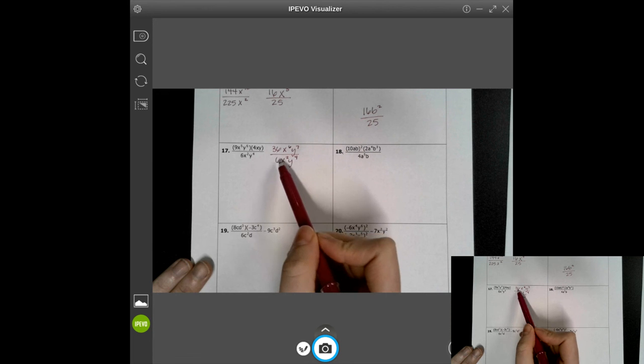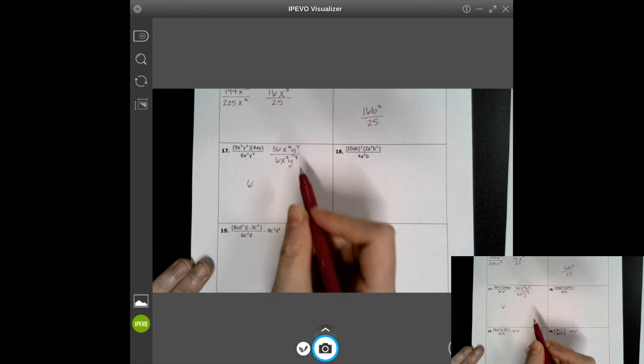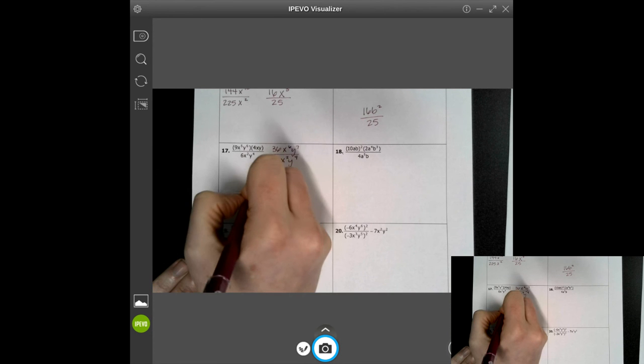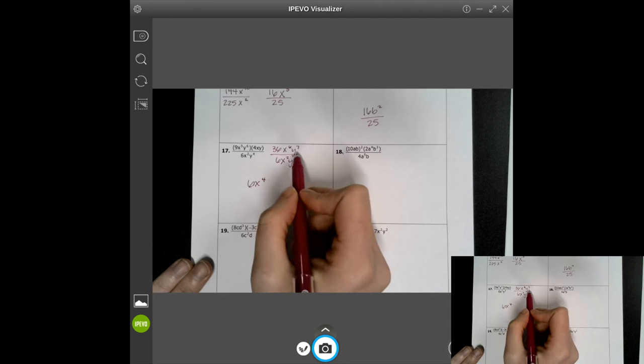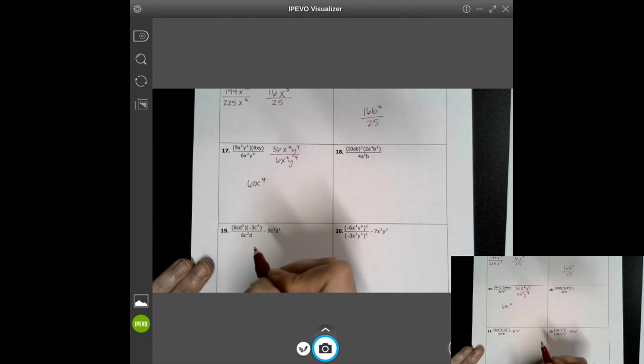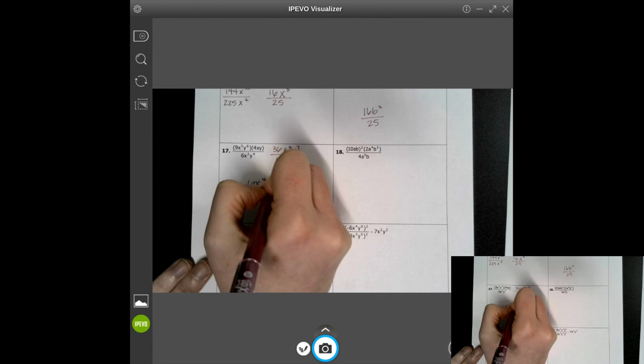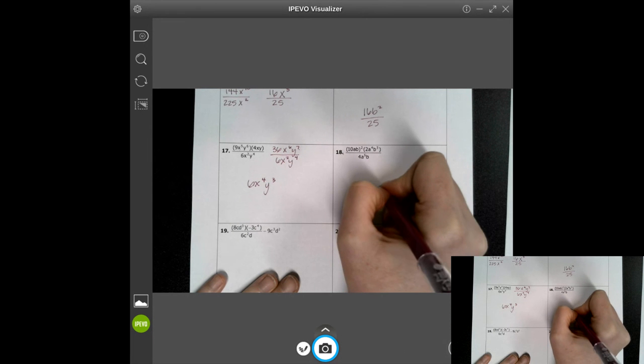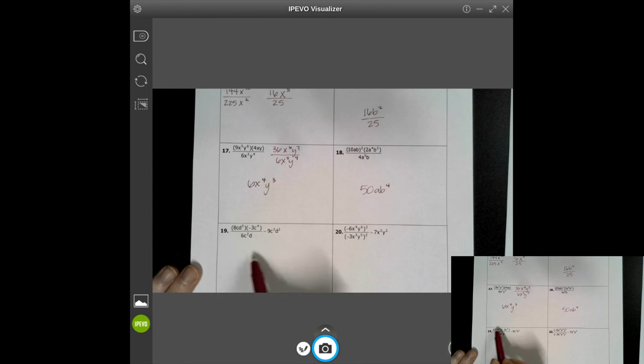So 36 divided by 6 is 6. X to the 6th over x to the 2nd, I subtract those exponents, so it becomes x to the 4th. And y to the 7th over y to the 4th, again, I'm subtracting, becomes y to the 3rd. Okay, try number 18, give it a shot. If you did this one correctly, you should get 50 ab to the 4th.